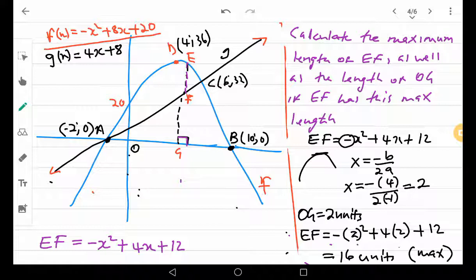It's more or less like calculus. When you hear maximum, we can also find the first derivative and set it equal to 0. We get 2, then we substitute it into the expression for EF and calculate. That's how we calculate the length.